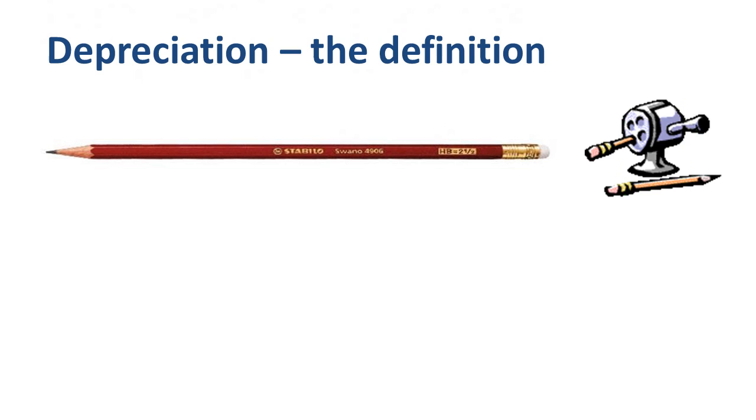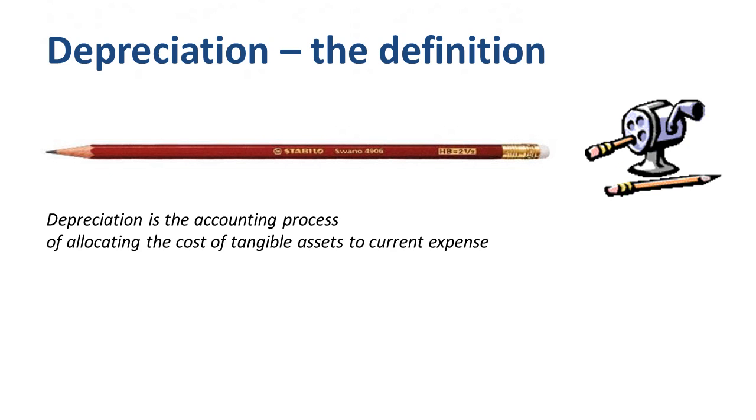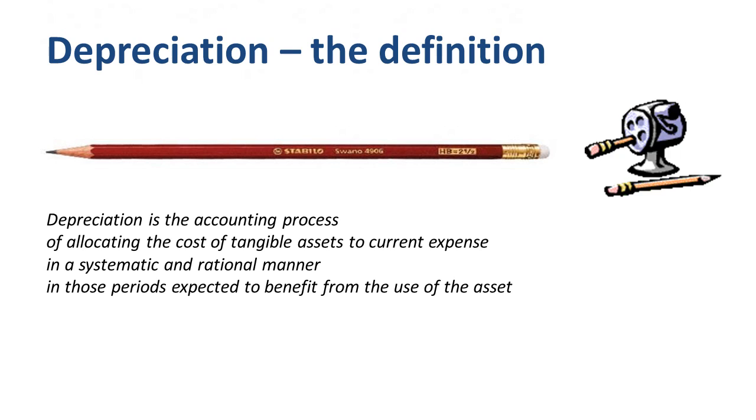Now that definition won't get you through an accounting exam or make a big impression in a business meeting, so here's a more robust definition. Depreciation is the accounting process of allocating the cost of tangible assets to current expense in a systematic and rational manner in those periods expected to benefit from the use of the asset.